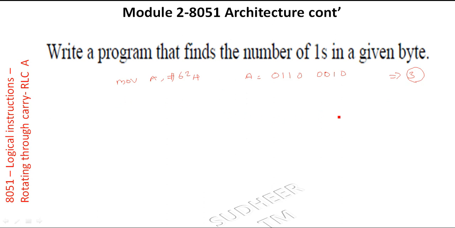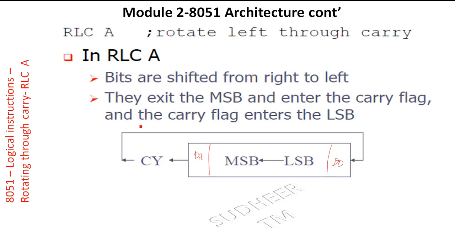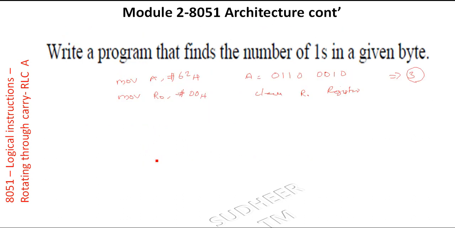To hold the result, let us initialize a register with 0. So move R0 comma hash 00h, that is, clear the R0 register. So we can keep our count in R0 here. Now how many ones are there? That is what we need to check. Let us do our rotation through RLC, rotate left through carry. So what is rotate left doing? D7 will come to the carry flag. So we will perform RLCA.